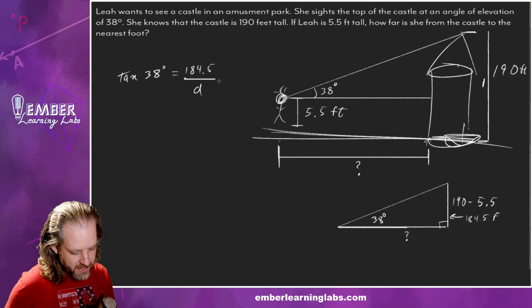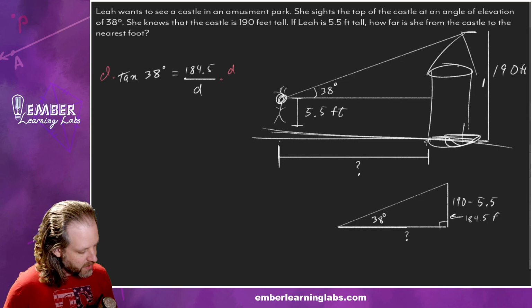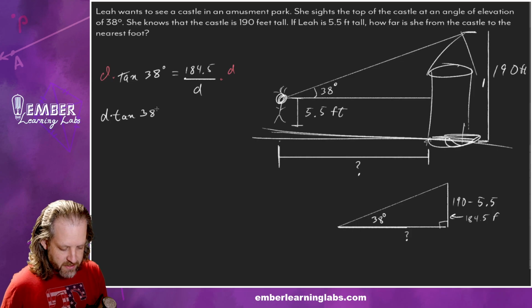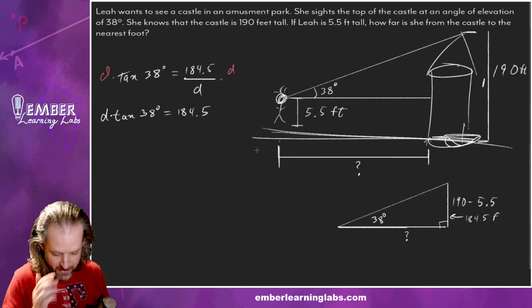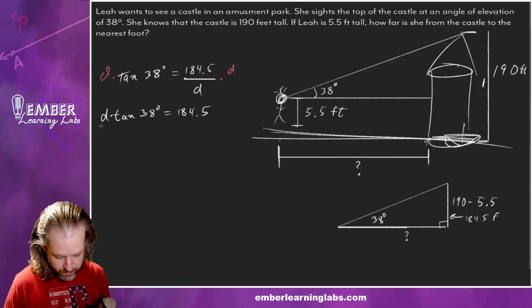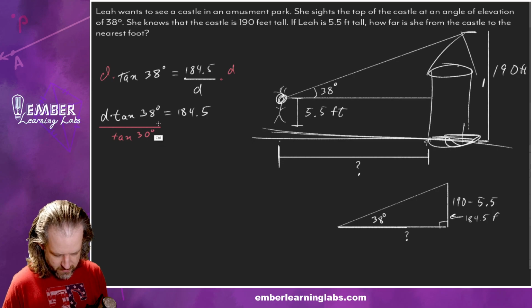We're going to multiply both sides by d, and we end up with d times the tangent of 38 degrees equals 184.5. We've got to get the d by itself, so we're going to divide both sides by the tangent of 38 degrees.